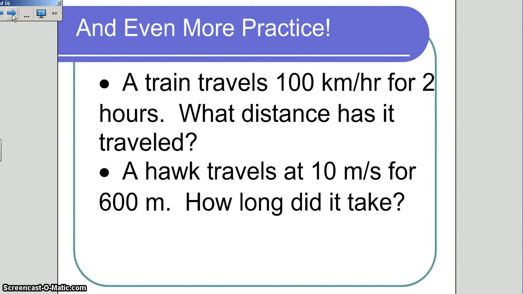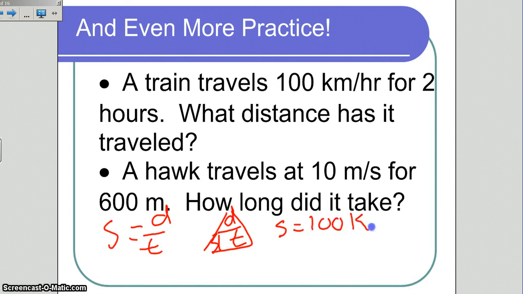So, train travels 100 kilometers per hour for 2 hours. What distance has it traveled? So I'm going to work on it down here. So I always tell kids right off the bat, write out your formula. Speed equals distance over time, right? We can plug that into a triangle. We know that distance goes on top, speed and time on the bottom. All right. Then I gave you the speed, so write that out, 100 kilometers per hour. And I gave you the time, which was 2 hours, okay?